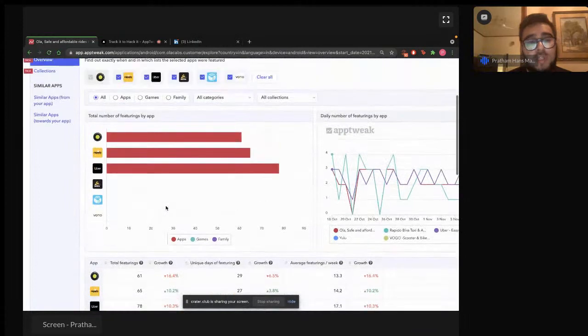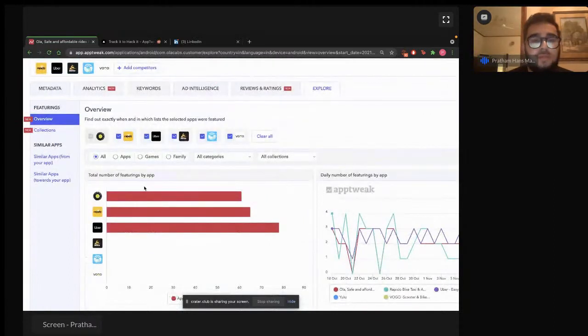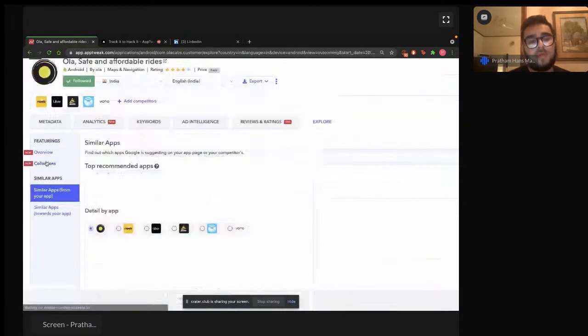Now, while this has a lot of positive impact on your app, it is very hard to consistently maintain. You can try your best, but there's nothing here in terms of absolute control. And the same applies to similar apps as well.